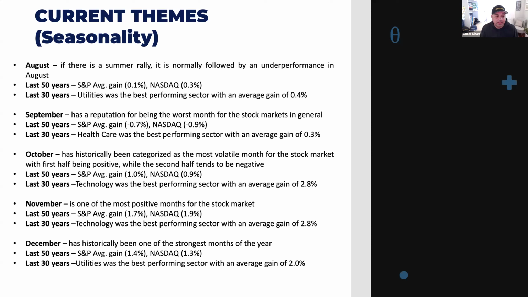Now, November is typically a pretty good month. NASDAQ on average up 1.9%. December up 1.3%. And technology does really well in November, on average up 2.8%. And, you know, our alpha portfolio is very much geared towards technology. Utilities happen to be the best performing sector in December. I'm not quite sure why, because utilities generally tend to be defensive.